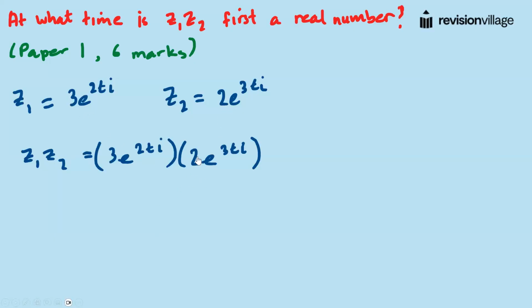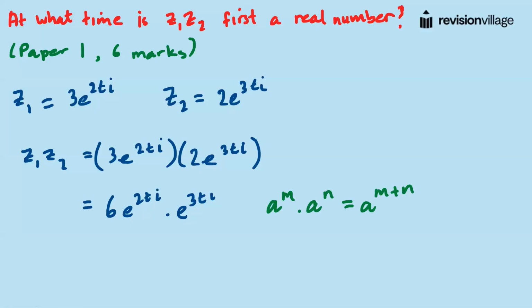When we do this, we can just multiply the numbers: 3 times 2 is 6. And then we're also going to have e to the power of 2ti times e to the power of 3ti. And I'll emphasize this again: this is where having exponential form for complex numbers is so useful, because we're multiplying two numbers here with the same base. e to the power of this times e to the power of that, and we have the rule, a to the power of m times a to the power of n equals a to the power of m plus n. All we have to do is add together the powers. 2ti plus 3ti is just 5ti. So now we have an expression for z1 times z2 in exponential form. It's just 6e to the power of 5ti.